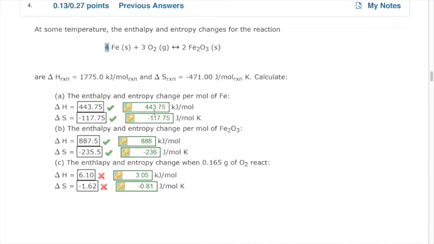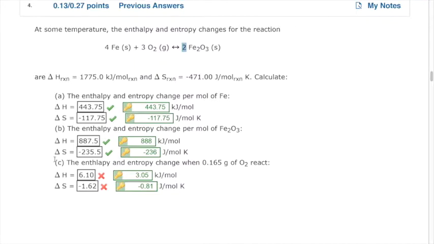Same thing for B, but we're dividing instead by 2 because these values are per 1 mole reaction, but for every 1 mole of reaction, we need 2 moles of iron 3 oxide. So we're dividing these by 2, and we get these 2 values. So not a lot going on there mathematically. I don't feel like I need to show that, just division.